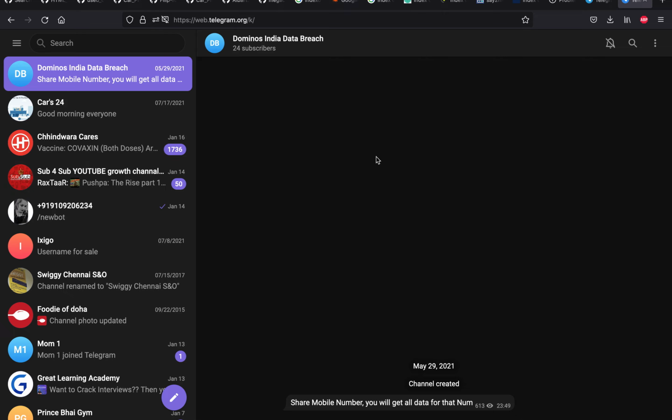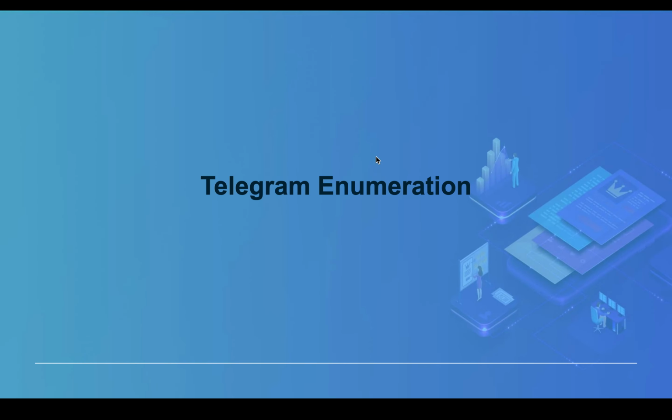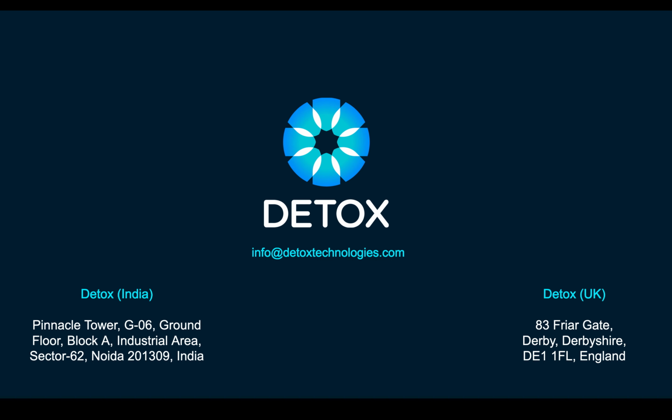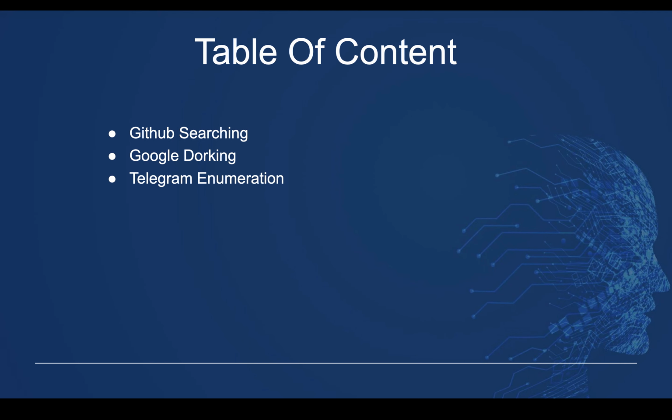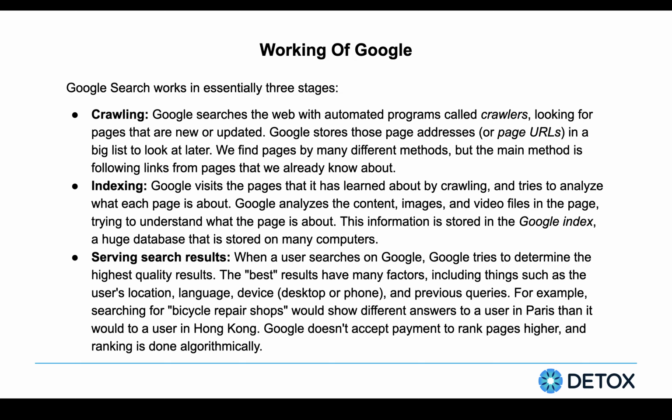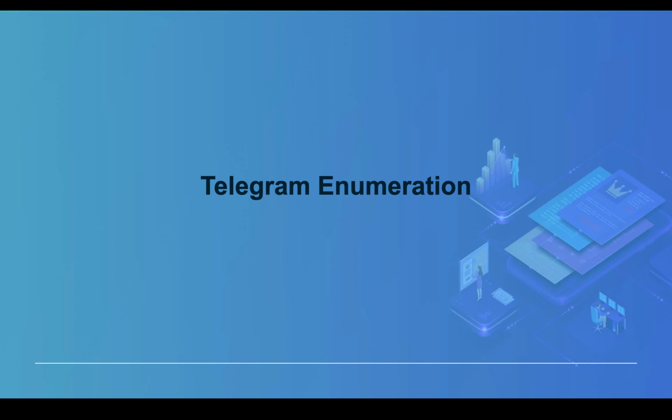So that's how we can gather all the information about our target from open source platforms. That is, from GitHub we can grab information, from Google we can grab certain information, and from doing Telegram information enumeration we can grab certain sensitive information about our target. I hope I made myself pretty much clear.